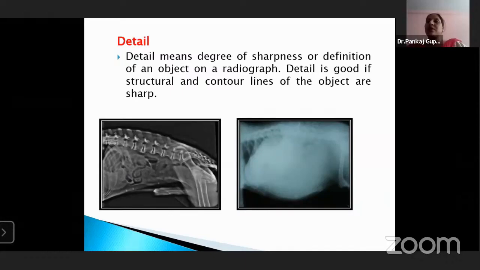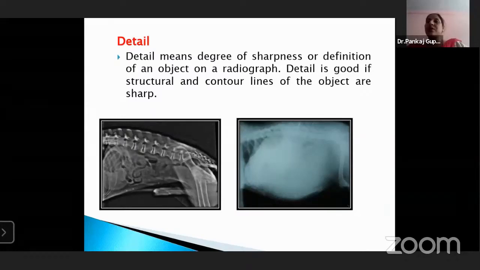Now in the two radiographs shown in the slide, the radiograph on the left-hand side shows clear detail of the abdominal organs. You can well appreciate the intestines, liver, kidneys, as well as the pylorus of the stomach.